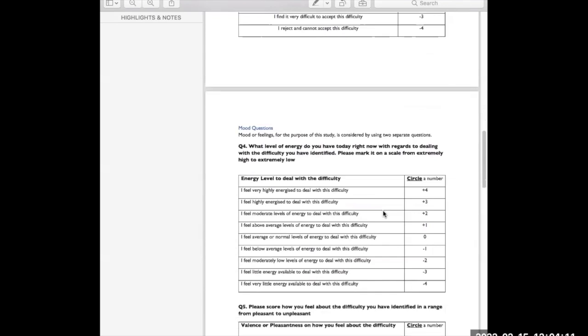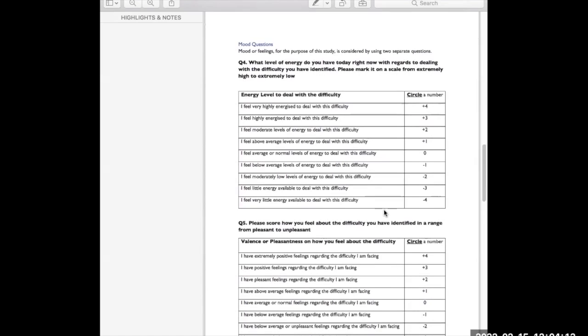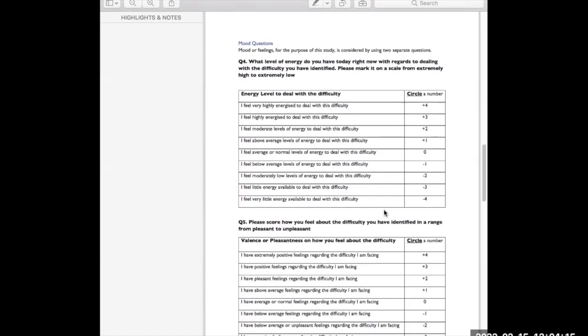The next 2 questions are regarding mood. So for question 4, what level of energy do you have today, right now, with regards to dealing with this difficulty? Probably about +2. Okay, thank you.